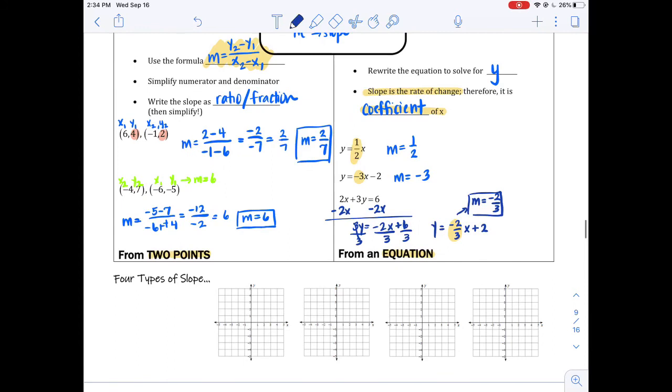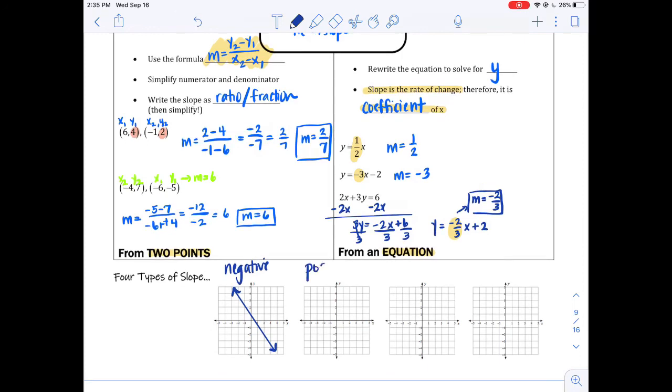The other key point is just understanding that there's 4 different types of solutions we can get. We could have a negative slope, which means it's decreasing, so we'd have a straight line, something like that. We could have a positive slope, which means the line's going to be increasing from left to right. And then we have 2 special cases.